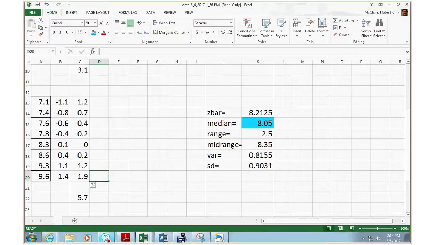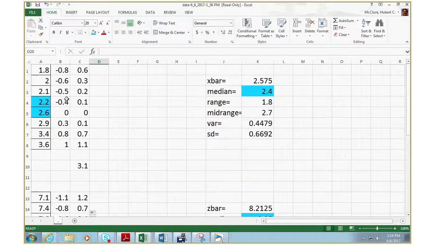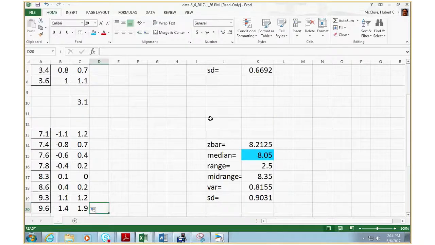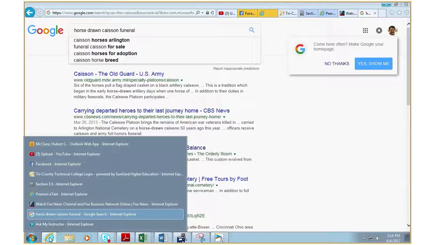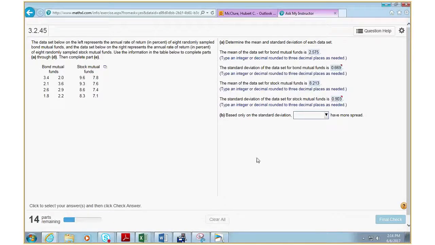I copied up here, and I copied and pasted it down here, and it messed the formulas up. You used the average up here, and I copied it down here, and it messed it up. Now look and see if it's 0.903. Is it? Okay. 0.903. Based on the standard deviations, which one has more spread? Because of what? It's bigger than this one. See? You feel good about yourself.